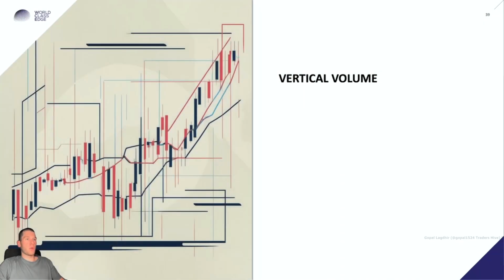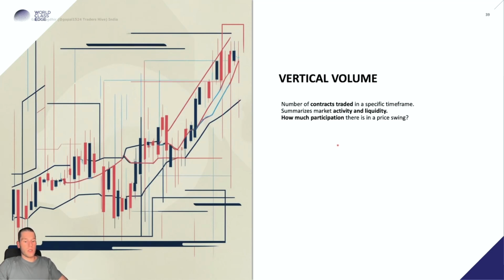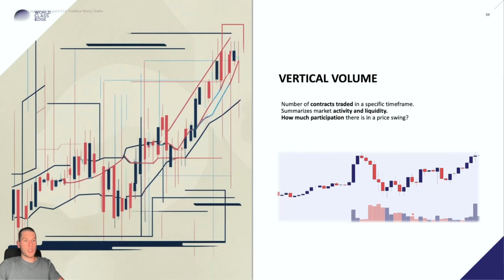So, beginner series 203. We talk about volume in this one. We have different types of volume. We have vertical volume, which is defined as the number of contracts traded in a specific time frame. So it summarizes the market activity and liquidity and how much participation there is in a price swing. It is the volume that you see on the bottom of the chart most of the time.